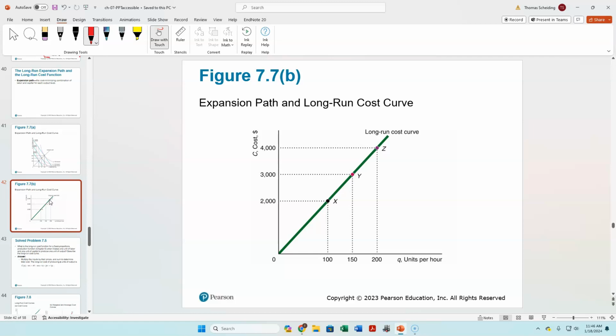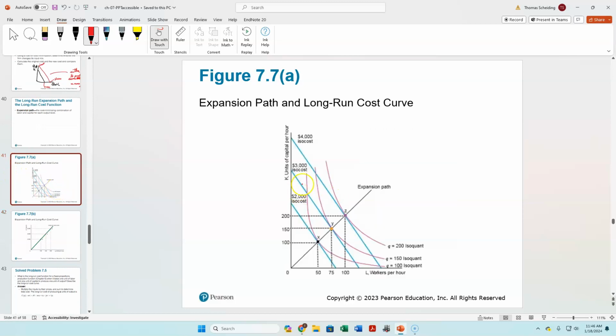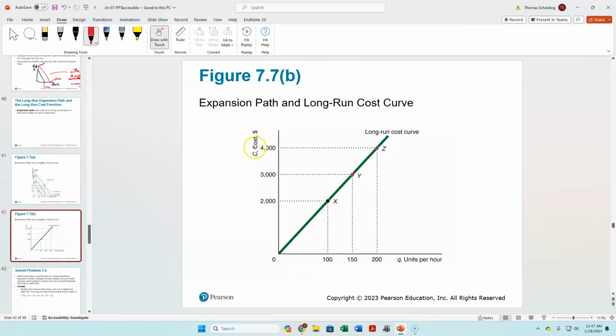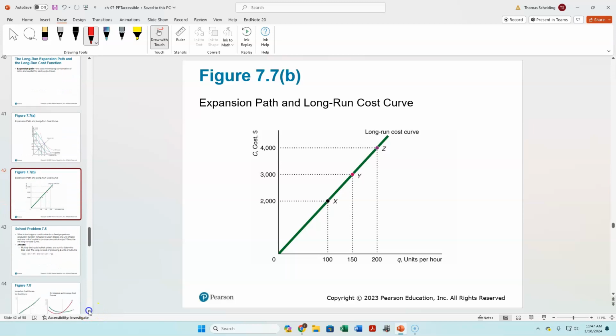And what we can do is, instead of having K and L on our x and y axes, we can put the cost on the y-axis. And our expansion path, in essence, becomes our long-run cost curve.